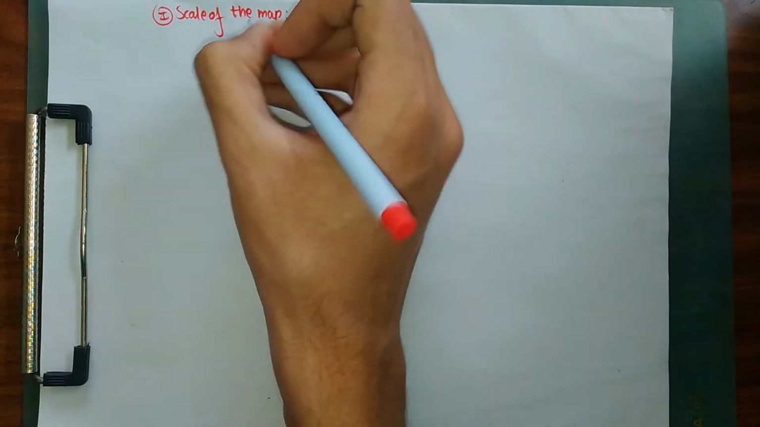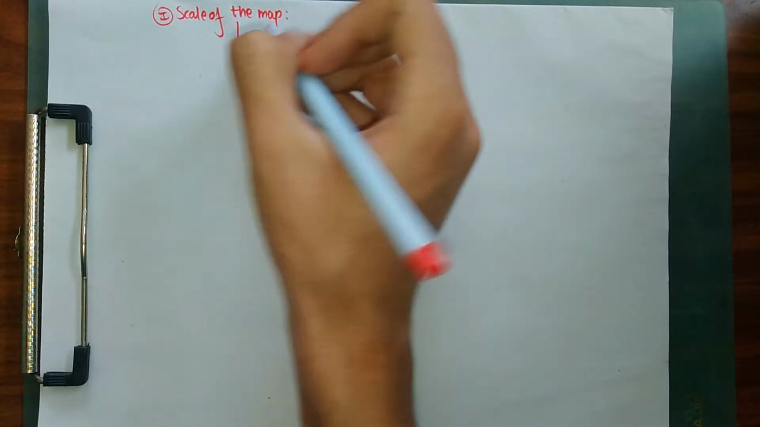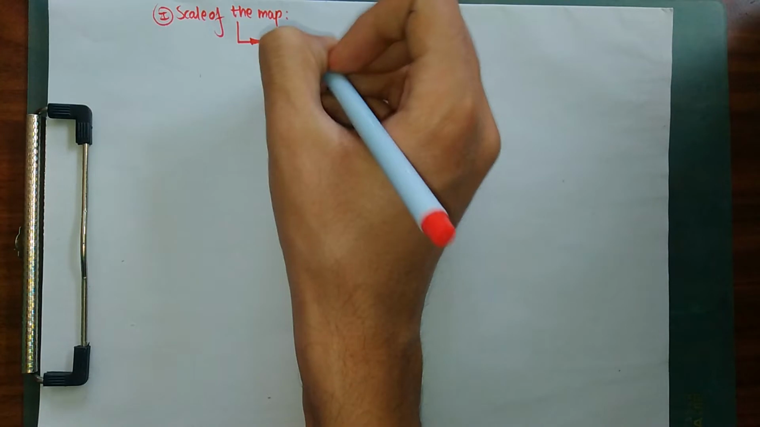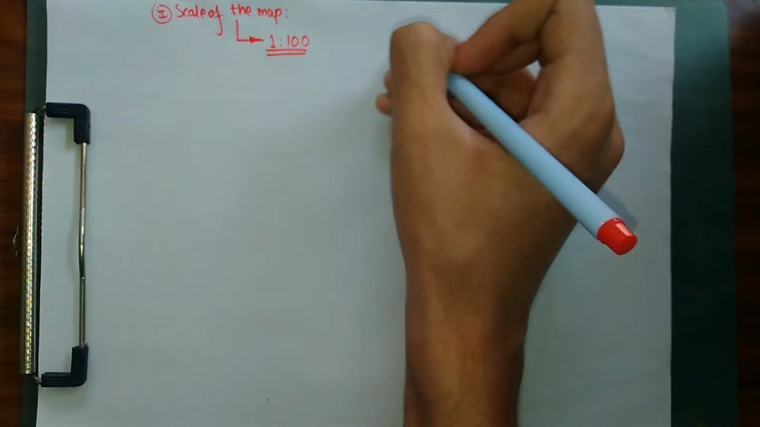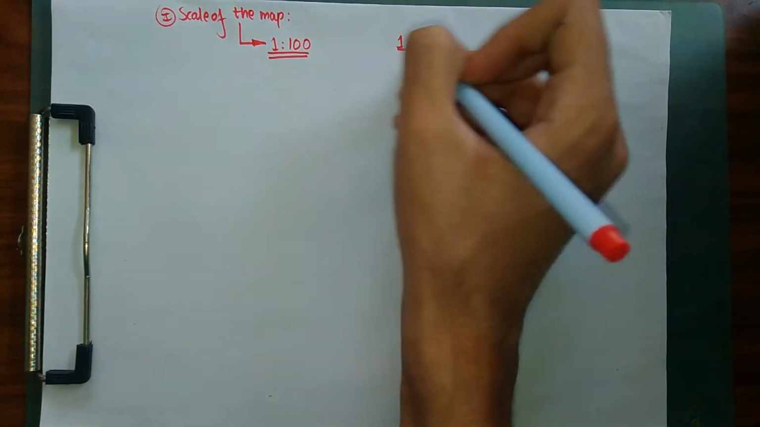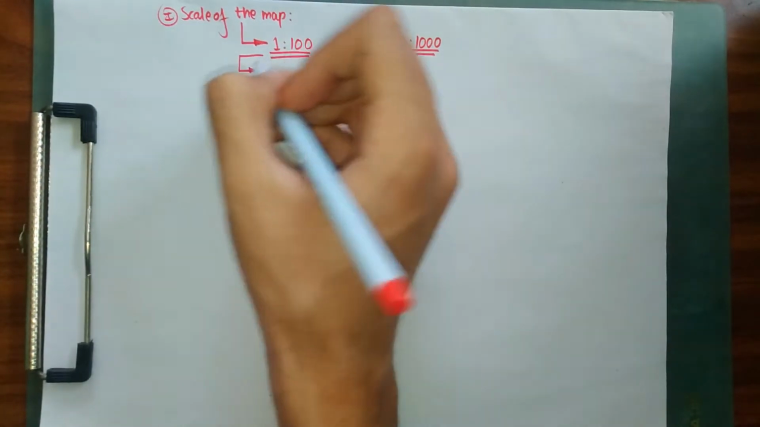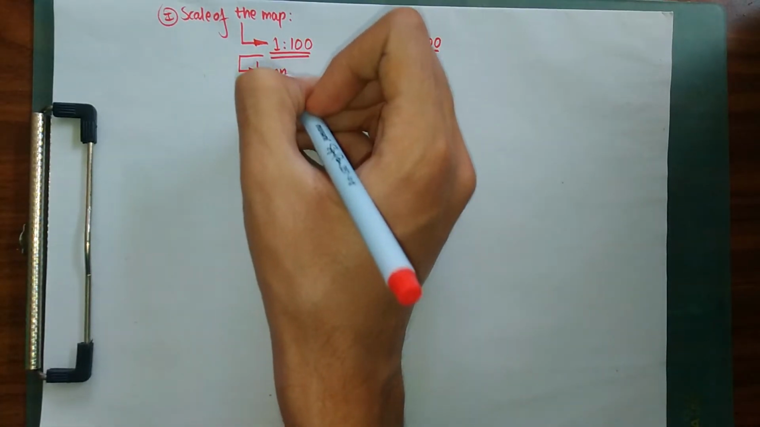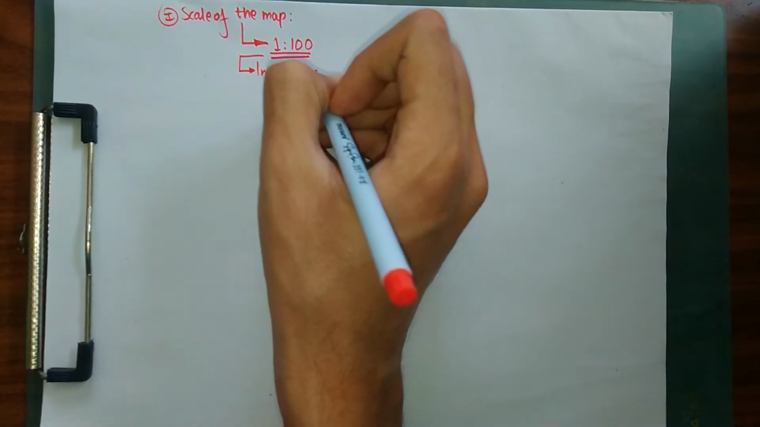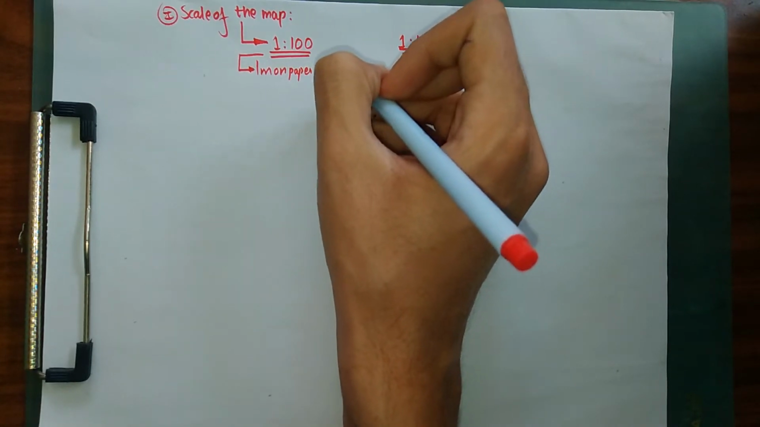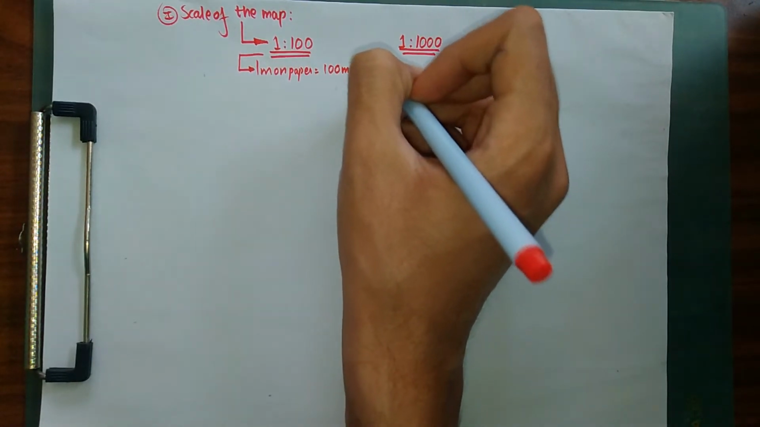So let's say, to explain this, I'm going to choose 2 scales. First I'm going to choose 1:100, and second I'm going to choose the scale of 1:1000. So what does this mean? This means for my scale of 1:100, 1 meter on paper is going to be 100 meters on ground.